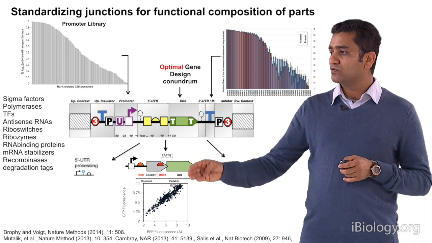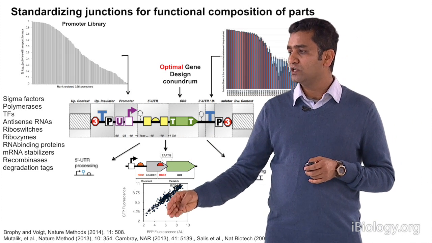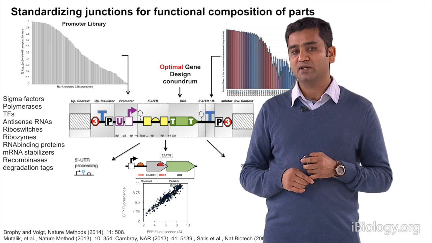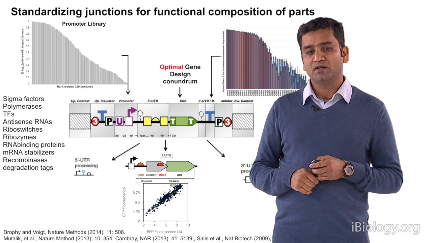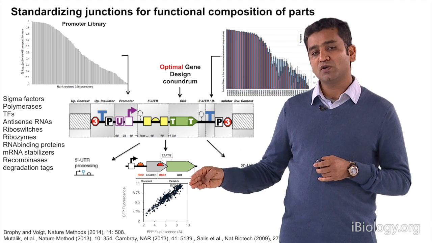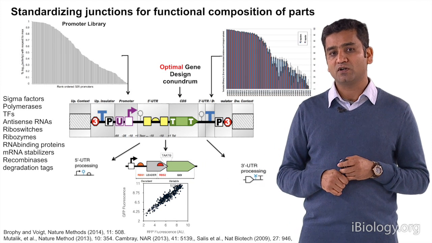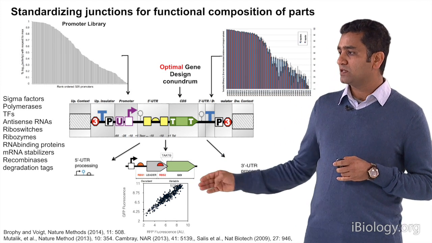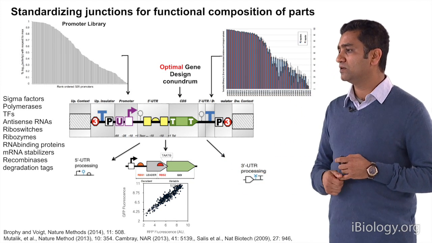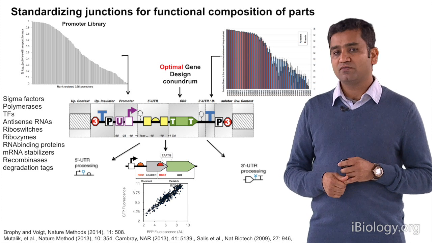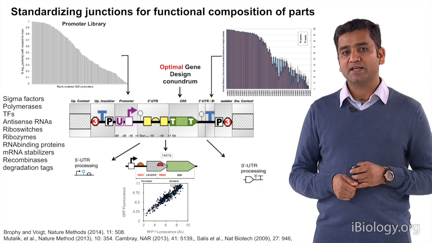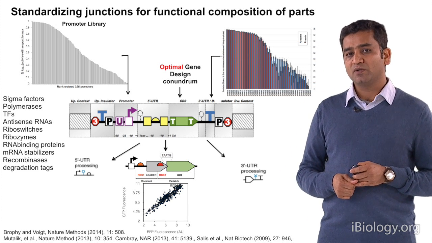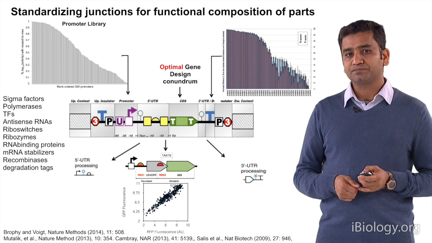It has been shown that using these approaches, if you have different genes, let's say in this case GFP and RFP, you get a pretty linear dependency. The rank order is maintained across different contexts. Also, there is a study shown on the extreme right, where 5' and 3' UTR engineering has been done such that there is no dependency between these parts.